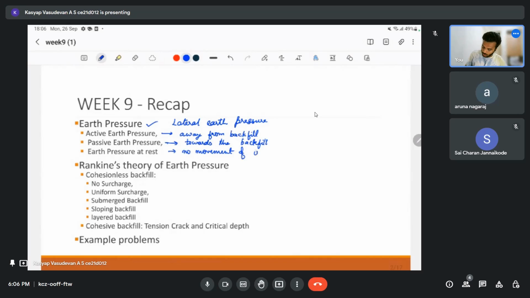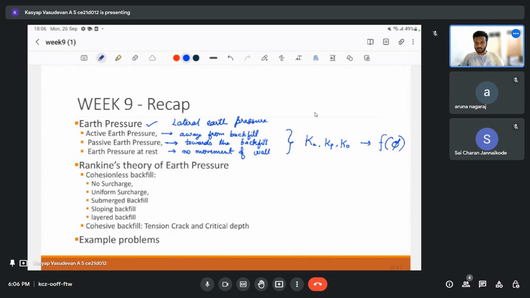In all the three cases, we have different earth pressure coefficients, that is Ka, Kp, and K0 respectively. These earth pressure coefficients are, in a simplistic analysis, a function of phi. This is for cohesionless soil.